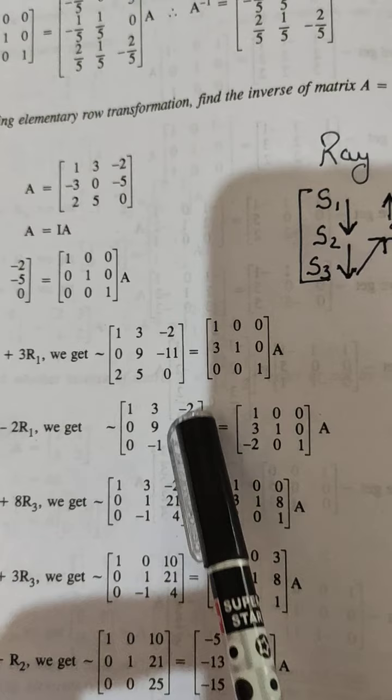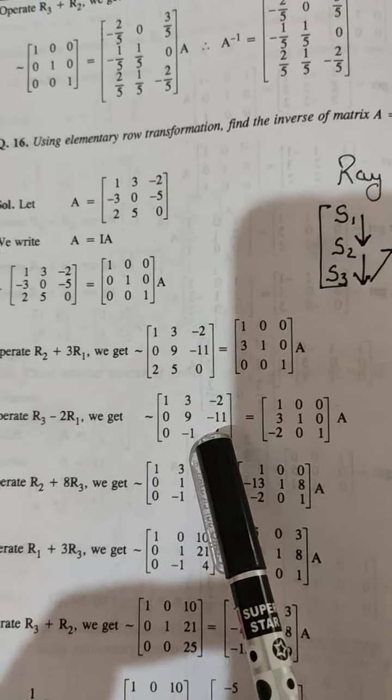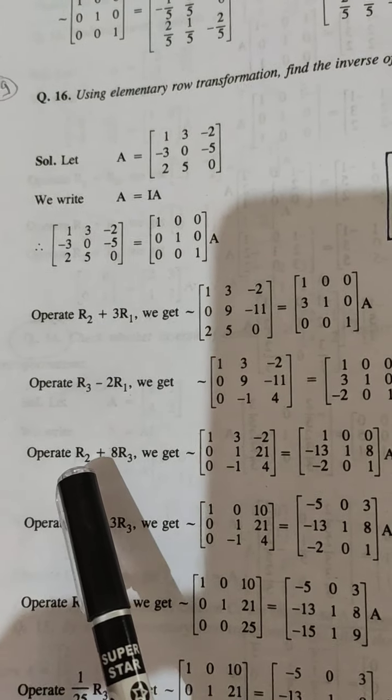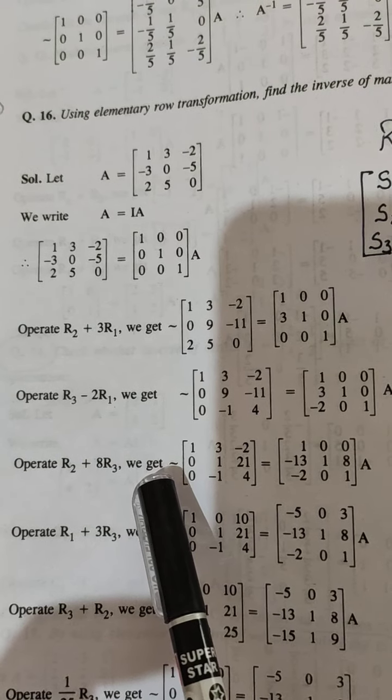Now where will we approach? Step 4. This 9 we want to change into 1. How will we change it? By what will we multiply, or what will we subtract? You can use any property. So what do they use? R2 gives R2 plus 3R3.